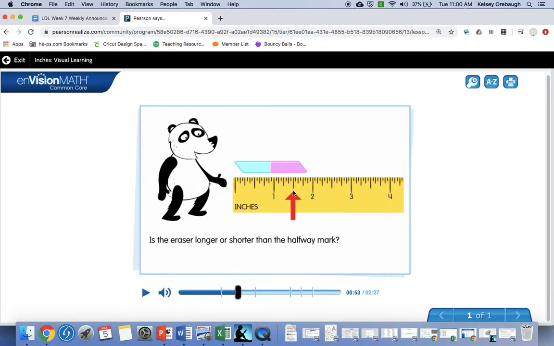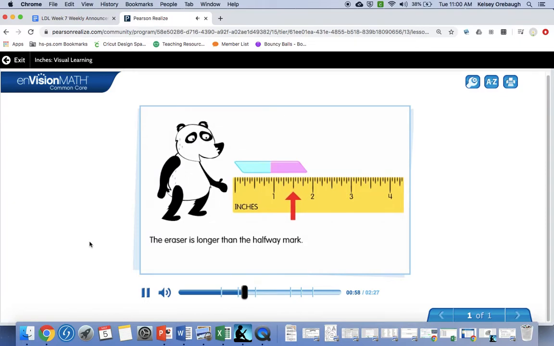So we see this halfway mark here, and I see that the end of the eraser is past the halfway mark. So the question, is the eraser longer or shorter than the halfway mark? If the eraser ends past the halfway mark, then it is longer than the halfway mark. The eraser is longer than the halfway mark. If the object is longer than the halfway mark, use the greater number. Is the eraser closer to 1 or 2 inches?